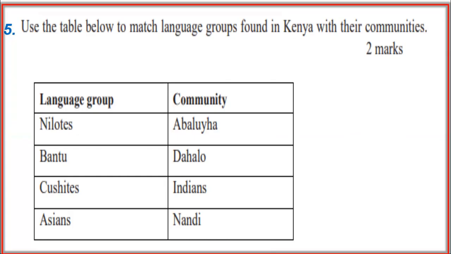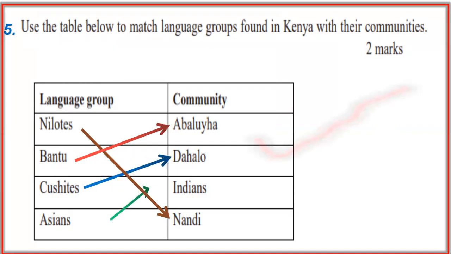Now, to match, I'll say Nilote is Nandi. Yeah, Nandi is Nilote. Then we have Bantus, I match with Abaluya. Then Kushites, I will match with definitely Dahalo. And Asians, the Indians. Correct. That is 2 marks. It's not a big deal.